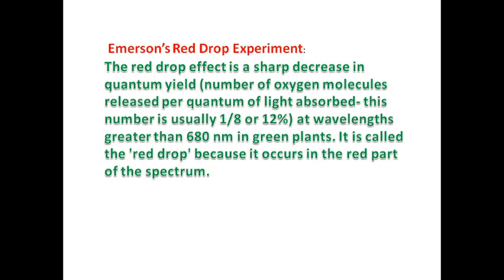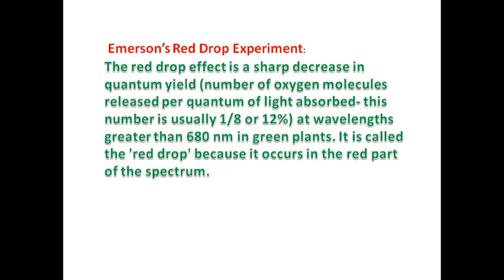In this, what he observed is that when plants are given a wavelength above 680 nanometers, the plant showed a sharp decrease in quantum yield. Let me tell you what quantum yield is. It is the number of oxygen molecules released per quantum of light absorbed, which means it shows the rate of photosynthesis.